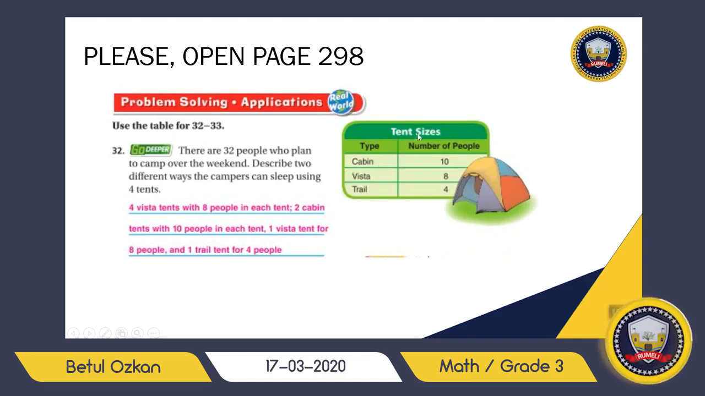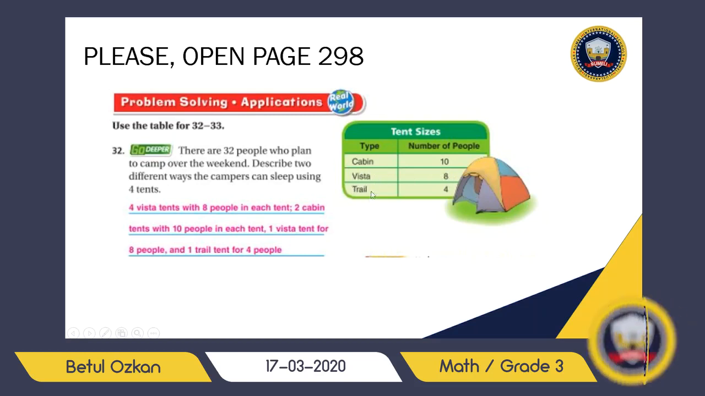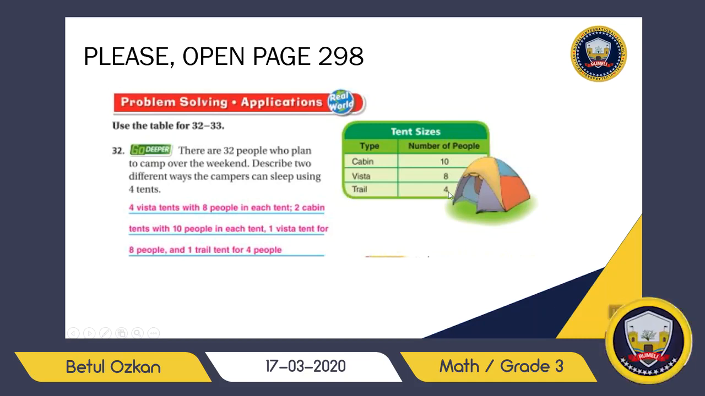It says tent sizes, type of the tent, and number of people. How many people can stay in one tent? If it is the type of cabin tent, 10 people can stay in this tent. If it is type of vista, 8 people can stay in one vista tent. And if it is trail, 4 people can stay in this kind of tent.